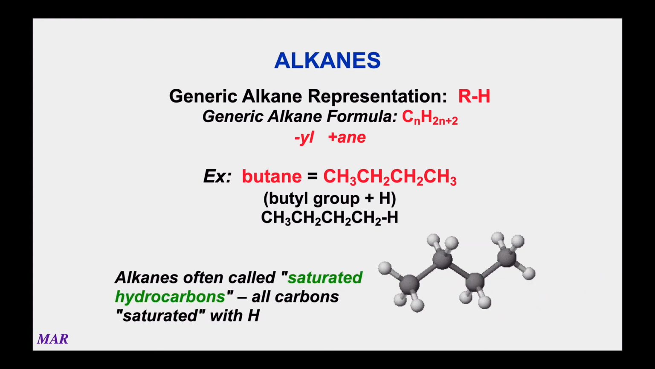Next one, butane. Butane is a butyl group with 4 carbons with a hydrogen on the end. In this case, n is 4, which is 4 carbons. So 4 times 2 plus 2, 10 hydrogens. If you hear the term saturated hydrocarbons, that just means that every position around the carbon is saturated with hydrogen. You only have hydrogen. You don't have any double bonds, as we'll see, or an oxygen or something like that. So all the ones so far have been just an alkyl group with a hydrogen on the end of it, and you can see how to name them.